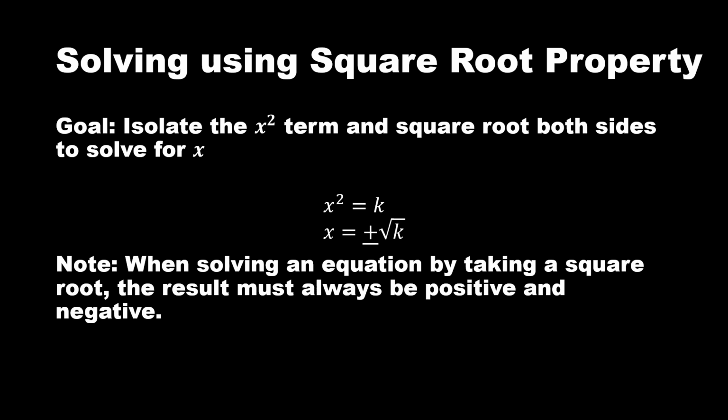So we would have the form x squared equal to k, where k is just some number. And when you square root both sides, you would get x equals plus or minus square root of k. But just keep in mind that when solving an equation by taking a square root, the result must always be positive and negative.